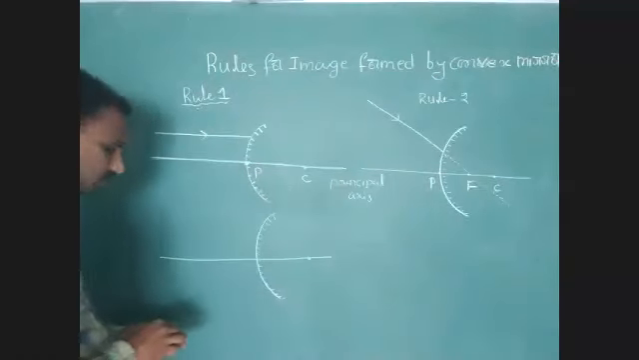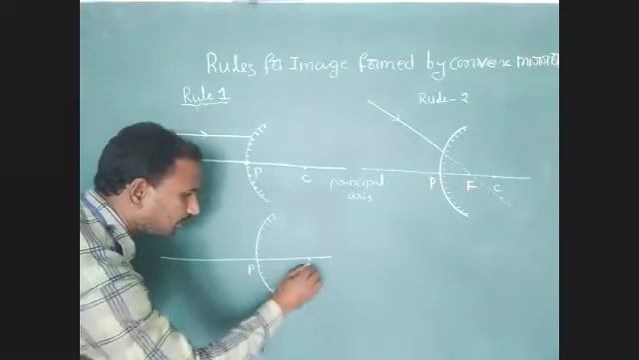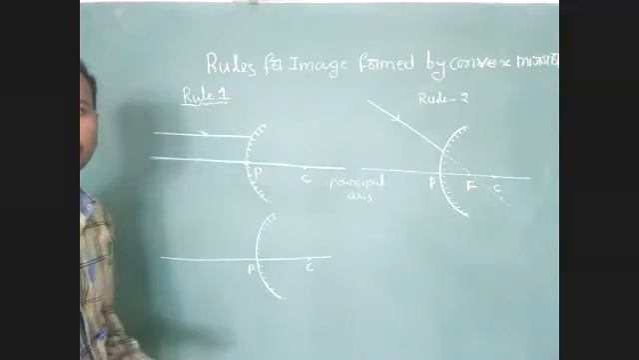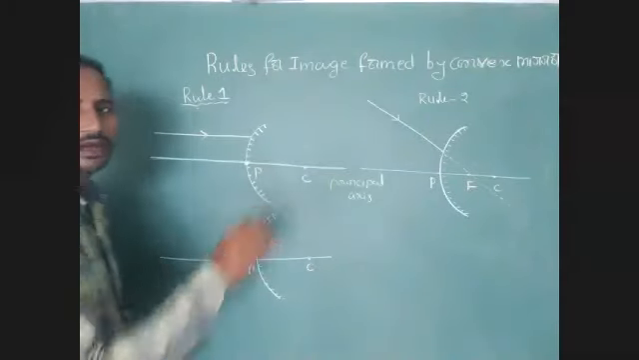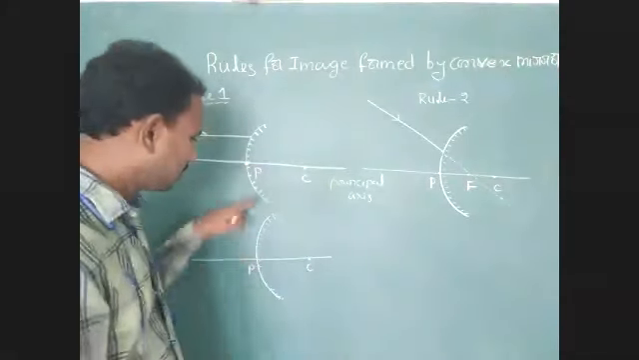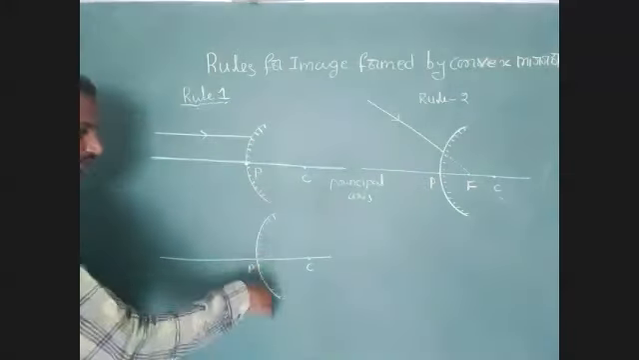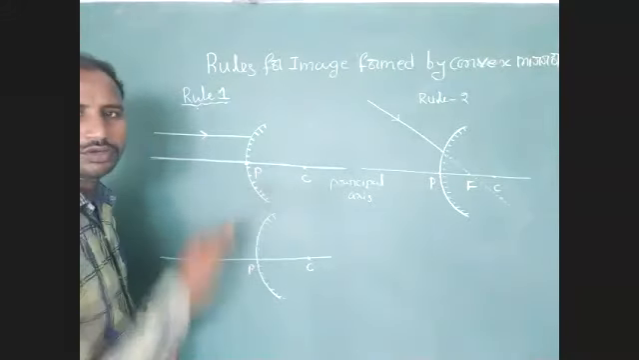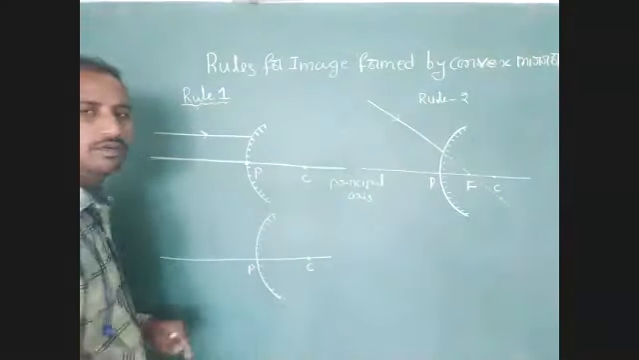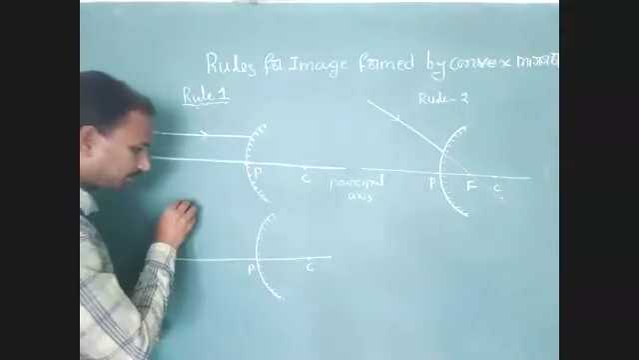Okay, we have to consider pole and center of curvature. Now, in this condition, the incident ray is perpendicular to the reflecting surface. The incident ray is incident on this curved mirror, and its direction is perpendicular to the curved surface of the mirror. So we have to represent this incident ray.